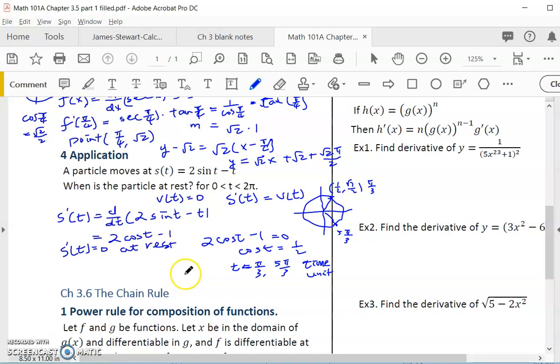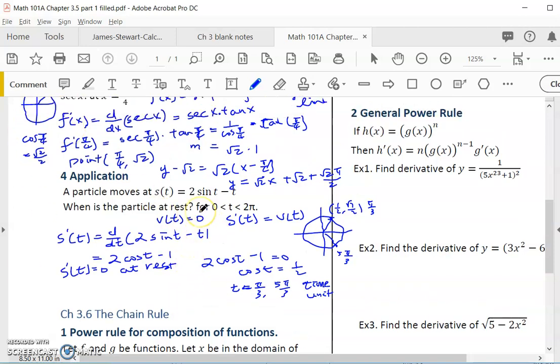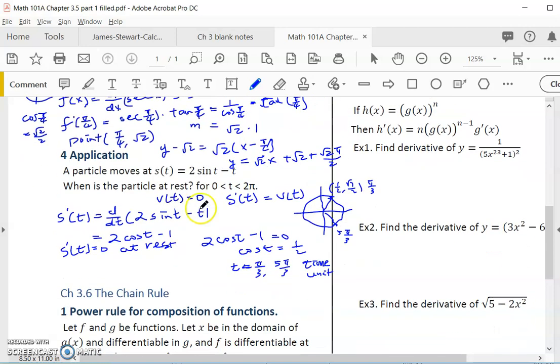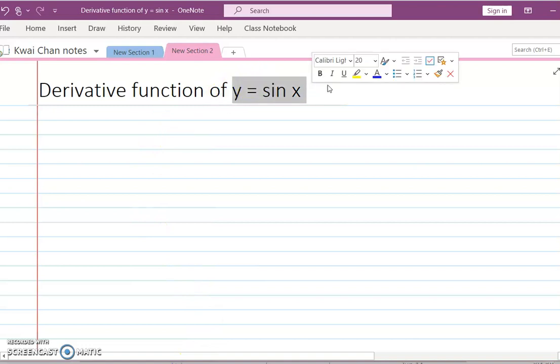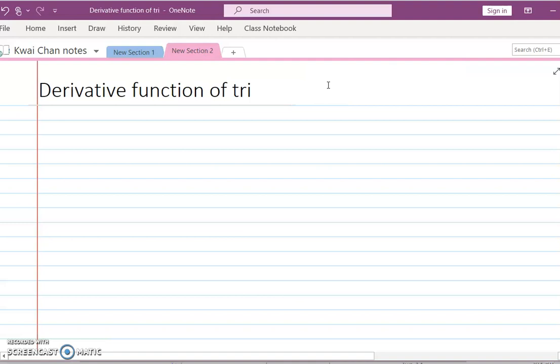So we have 7 minutes. I want to do one more higher order derivative for trig. Trig is a little difficult for a lot of people when doing the derivative of a trig function. So I was thinking I should do one more.